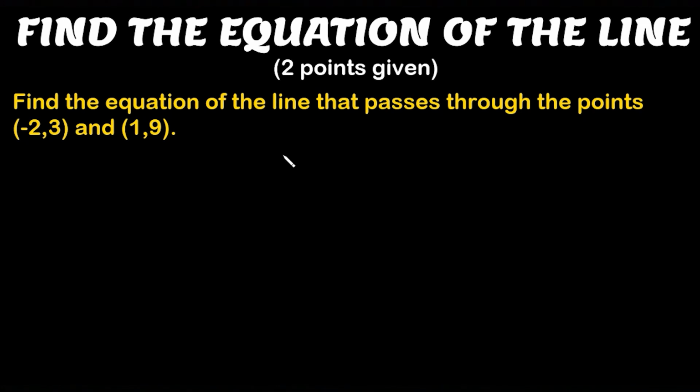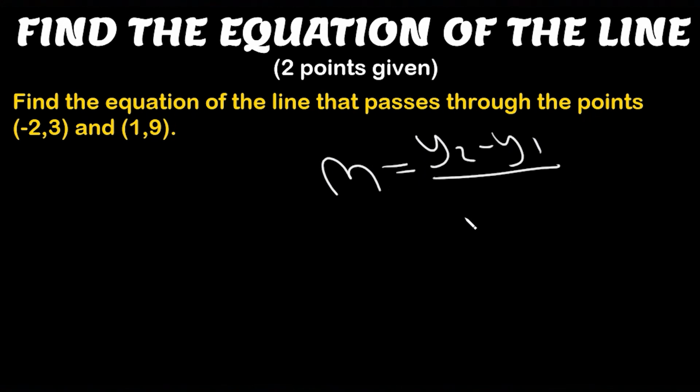Okay, so in this video, we're going to be talking about how to find the equation of the line if you are provided with 2 points. Now, in order to do these problems, you have to know how to find the slope between 2 points, and that comes from the following equation where you have m equals y2 minus y1 all over x2 minus x1. We call that the slope formula.